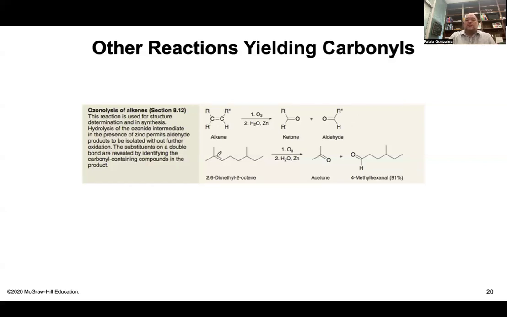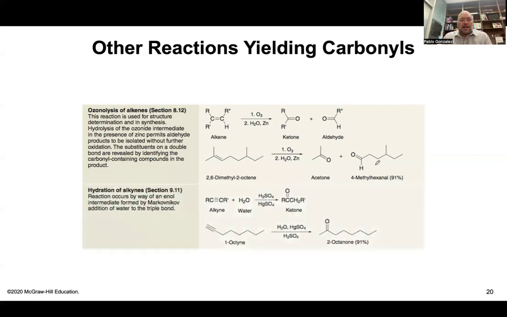So for example, we have this double bond in the presence of ozone. We're going to break it, and we're going to have the ketone, acetone, on one side, and the aldehyde on the other one, as is in here, okay? So by breaking the double bond with ozonolysis, we also can produce ketones and aldehydes.